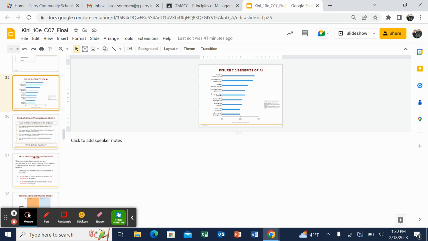In 7.5 here, you can take a look at some of the benefits of AI. You can find that on page 289 in your book. Take a look at some of those benefits.